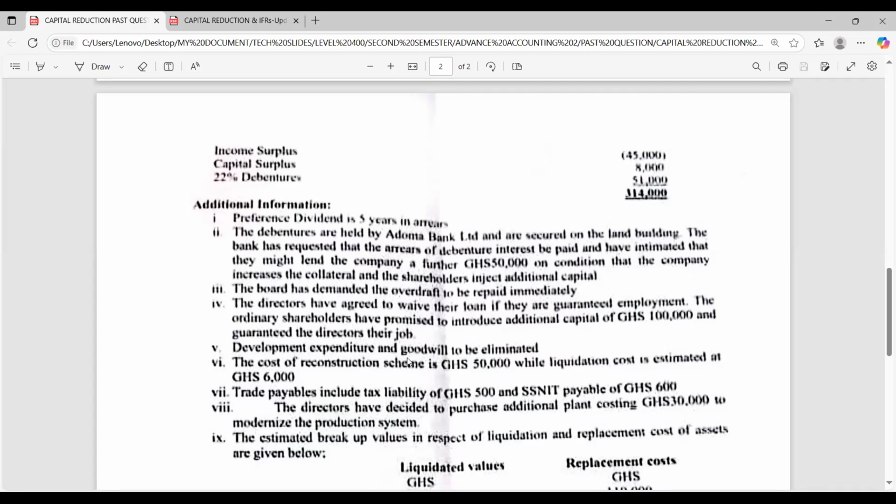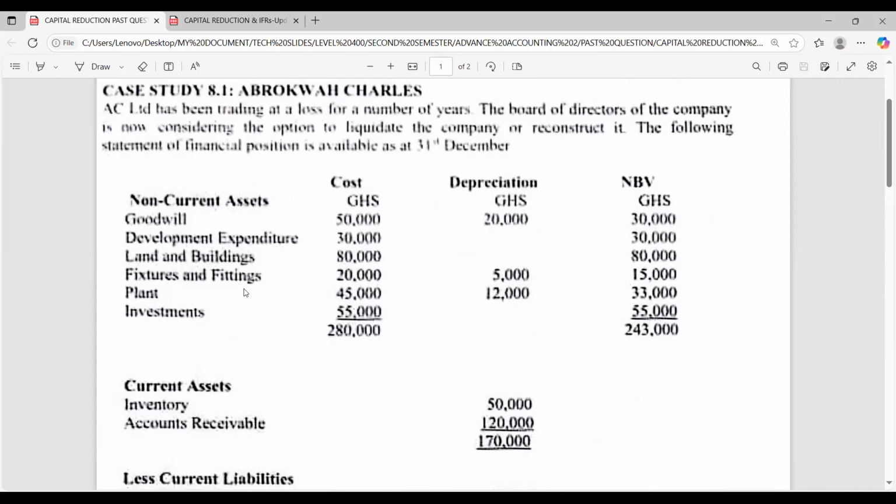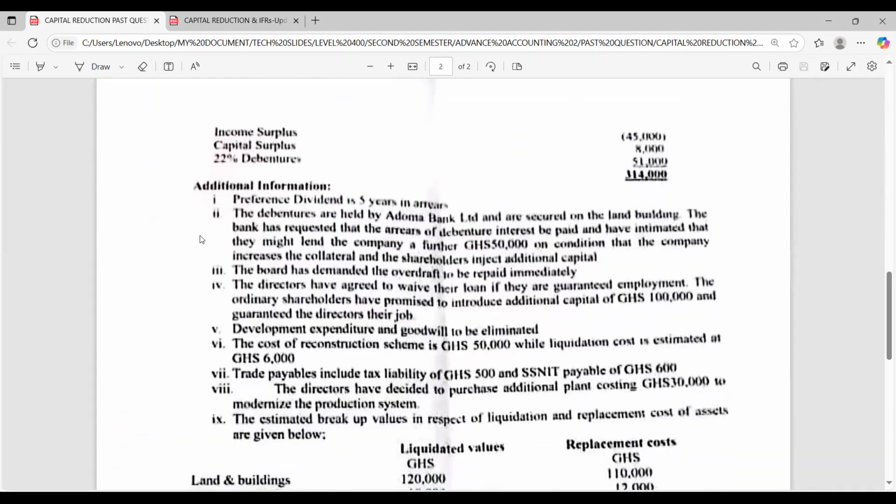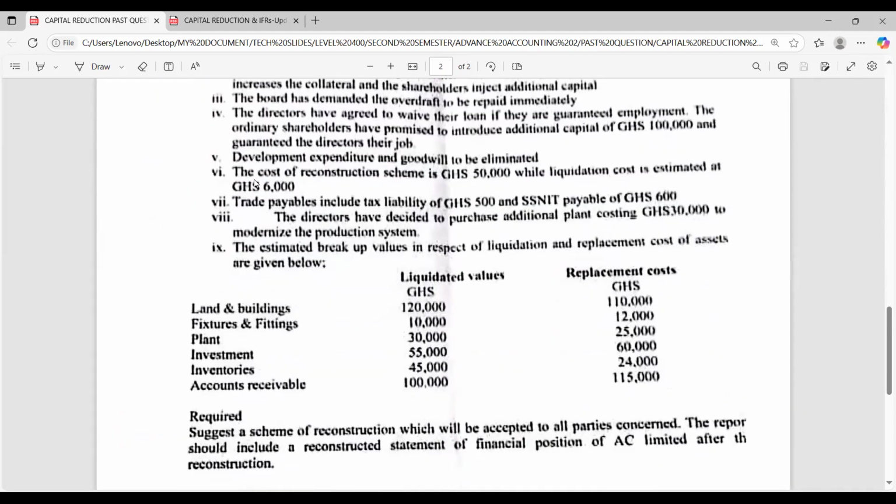Development expenditure and goodwill to be eliminated. So we told you some intangible assets would be eliminated, and I told you they go on the debit side of the capital reduction account. The cost of reconstruction scheme is 5,000. So if you are working it, you need to work with 5,000.